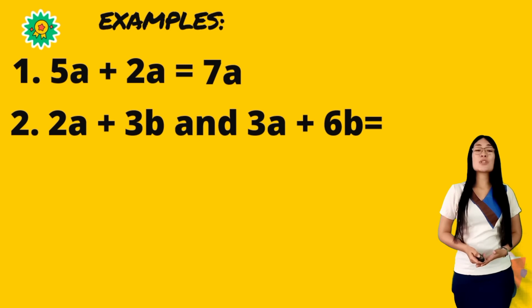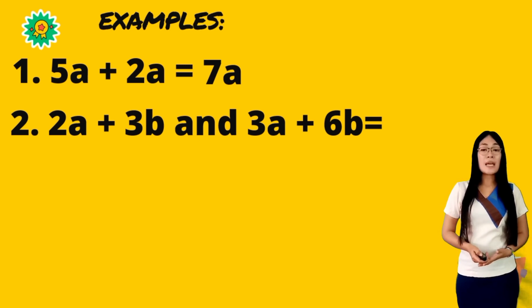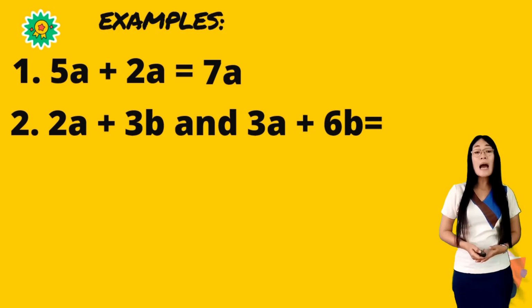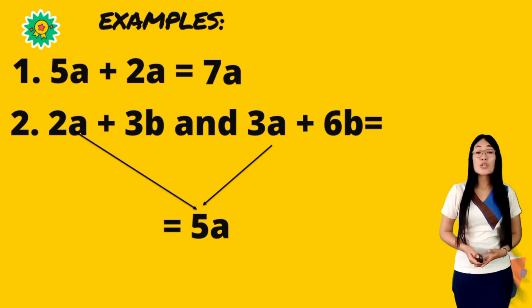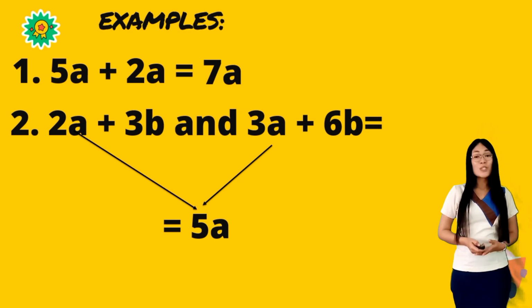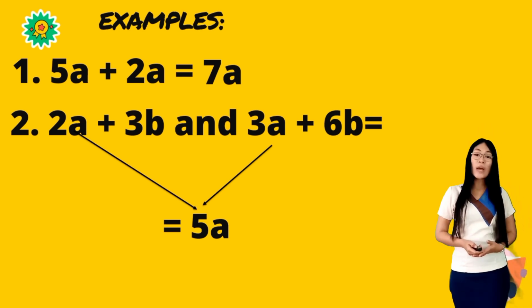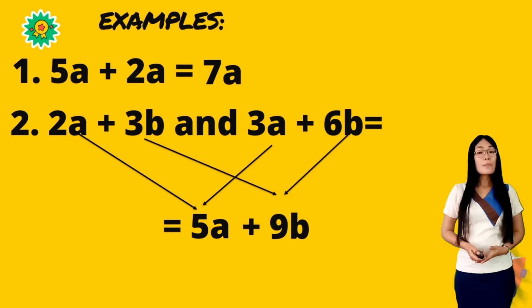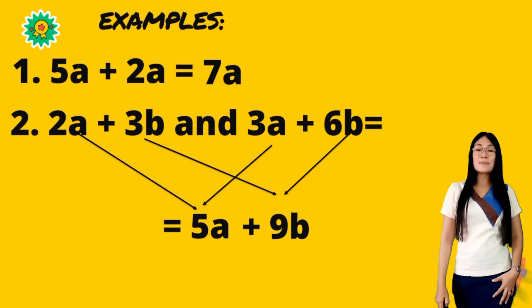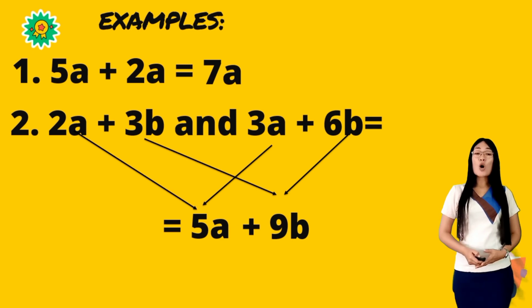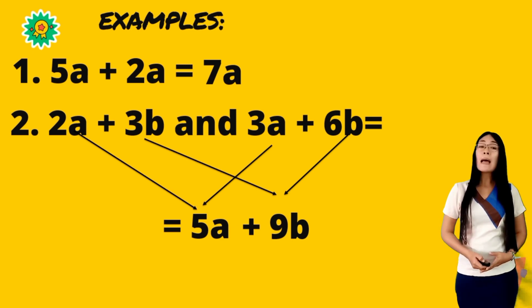Okay? Number 2, 2a plus 3b and 3a plus 6b. What do you think is the sum of that polynomial? Okay, that's correct. We are going to combine similar terms. So, the similar terms are 2a and 3a. So, 2a plus 3a is 5a. That's correct. Another, we have 3b and 6b. 3 plus 6 equals 9, and copy the common literal coefficient, which is b.